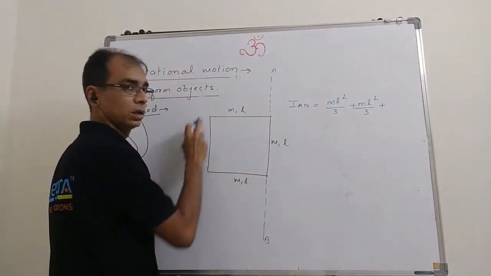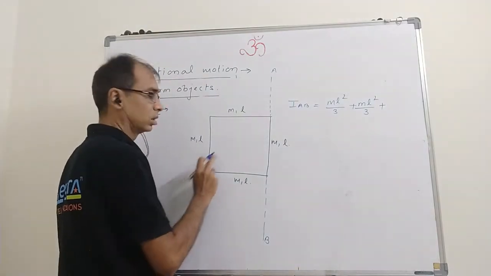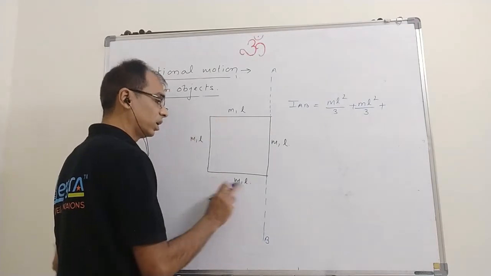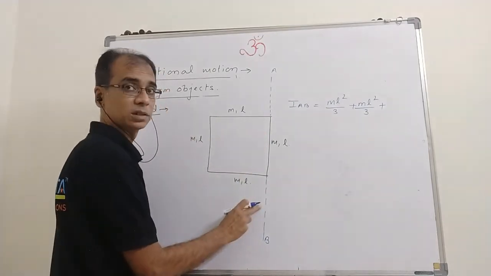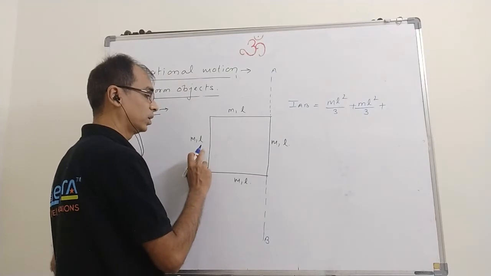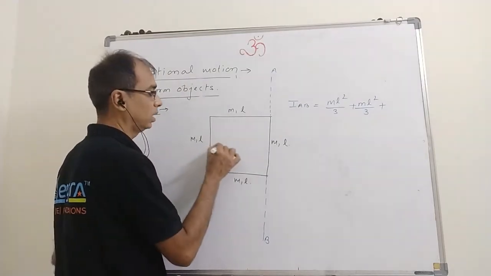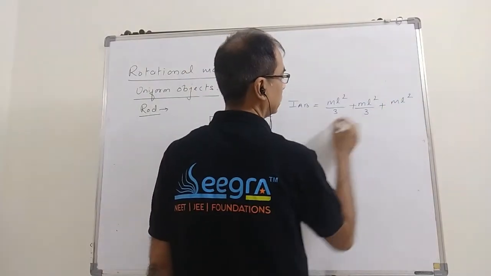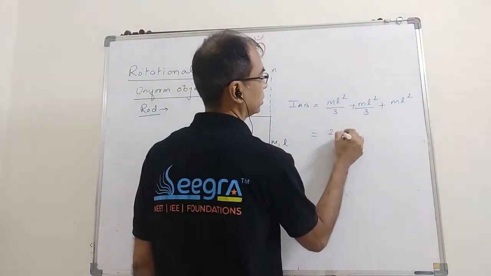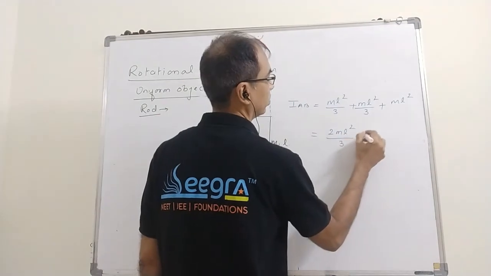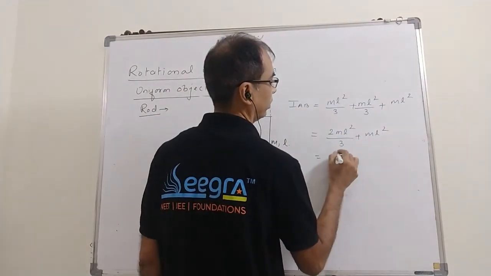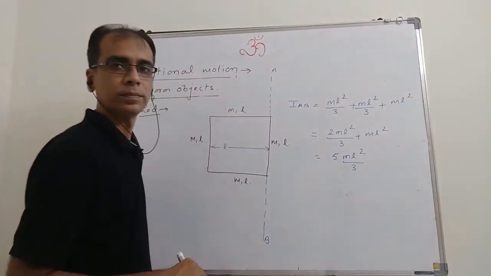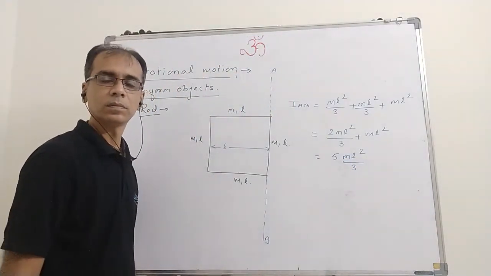What about this rod? This axis is at equidistance from this rod, that means a distance L. Is the entire rod at distance L from this axis? Yes. So then the moment of inertia for this one is ml square. What are we getting? This is 2ml square by 3 plus ml square, so that is 5ml square by 3.